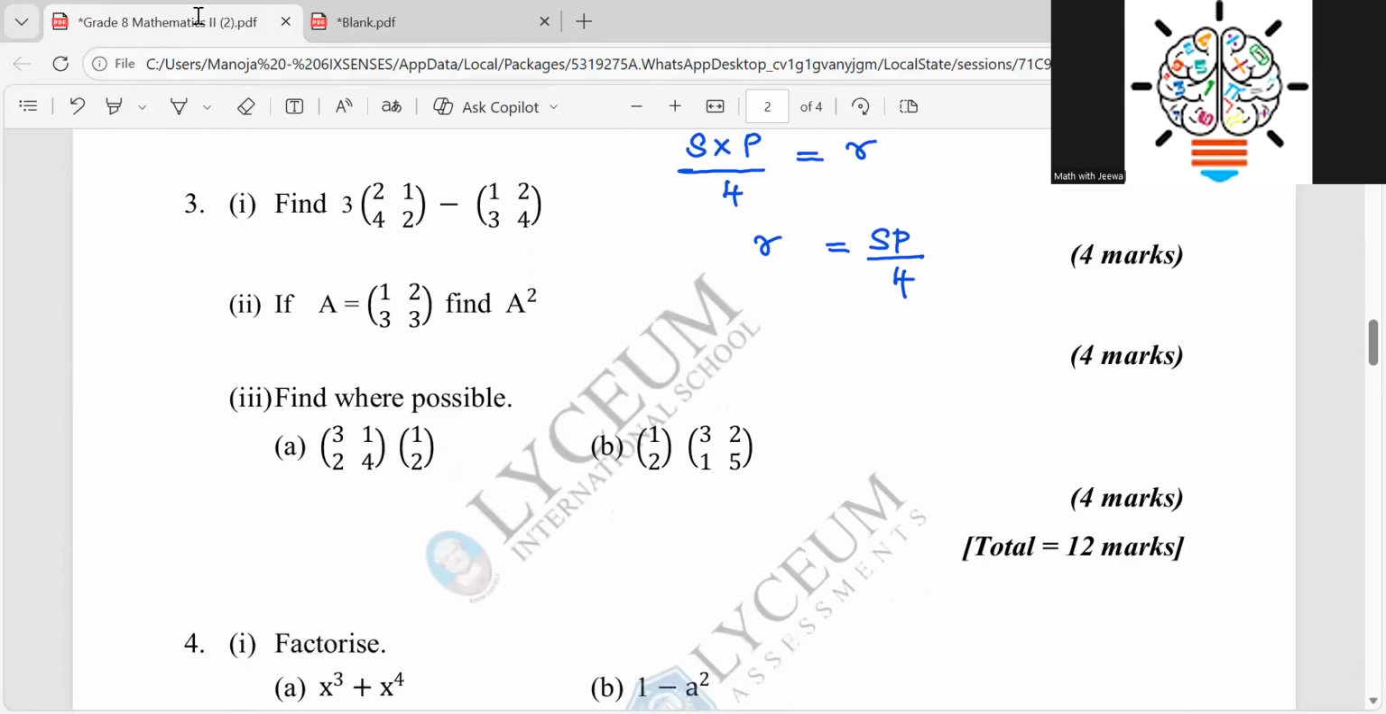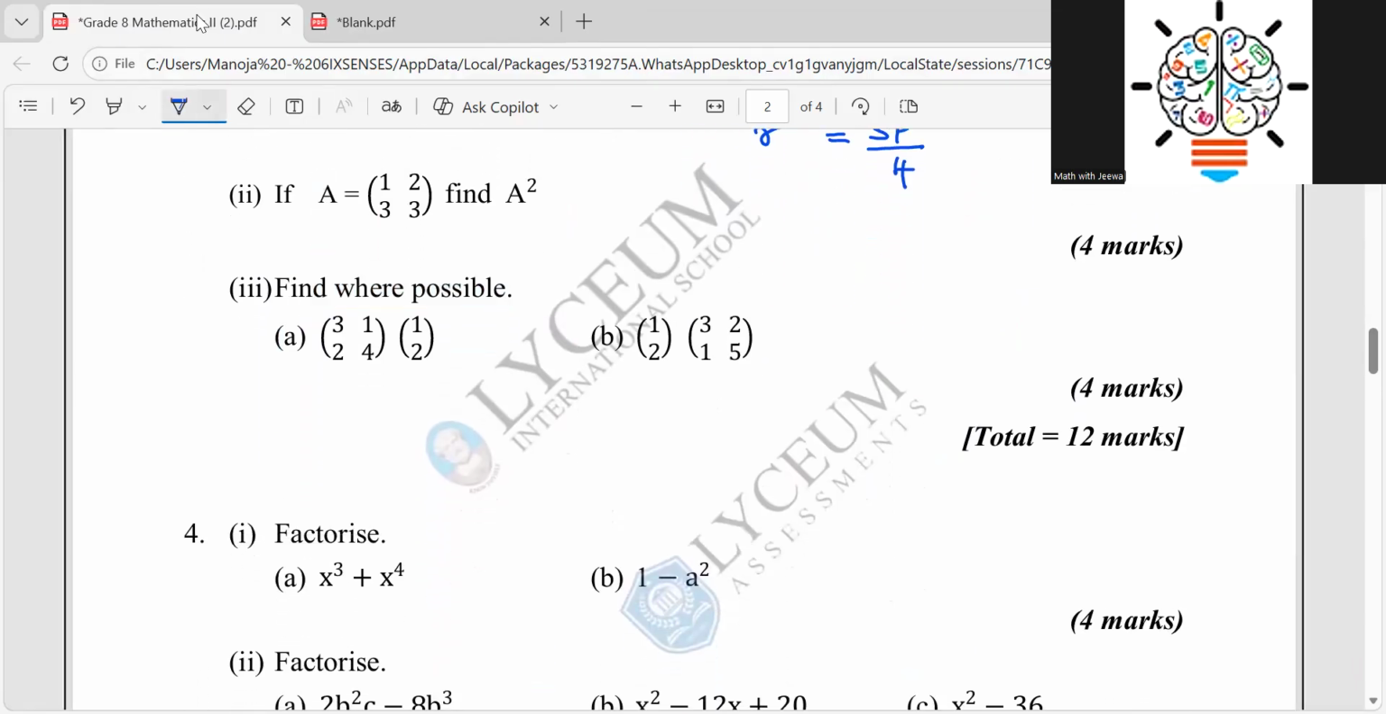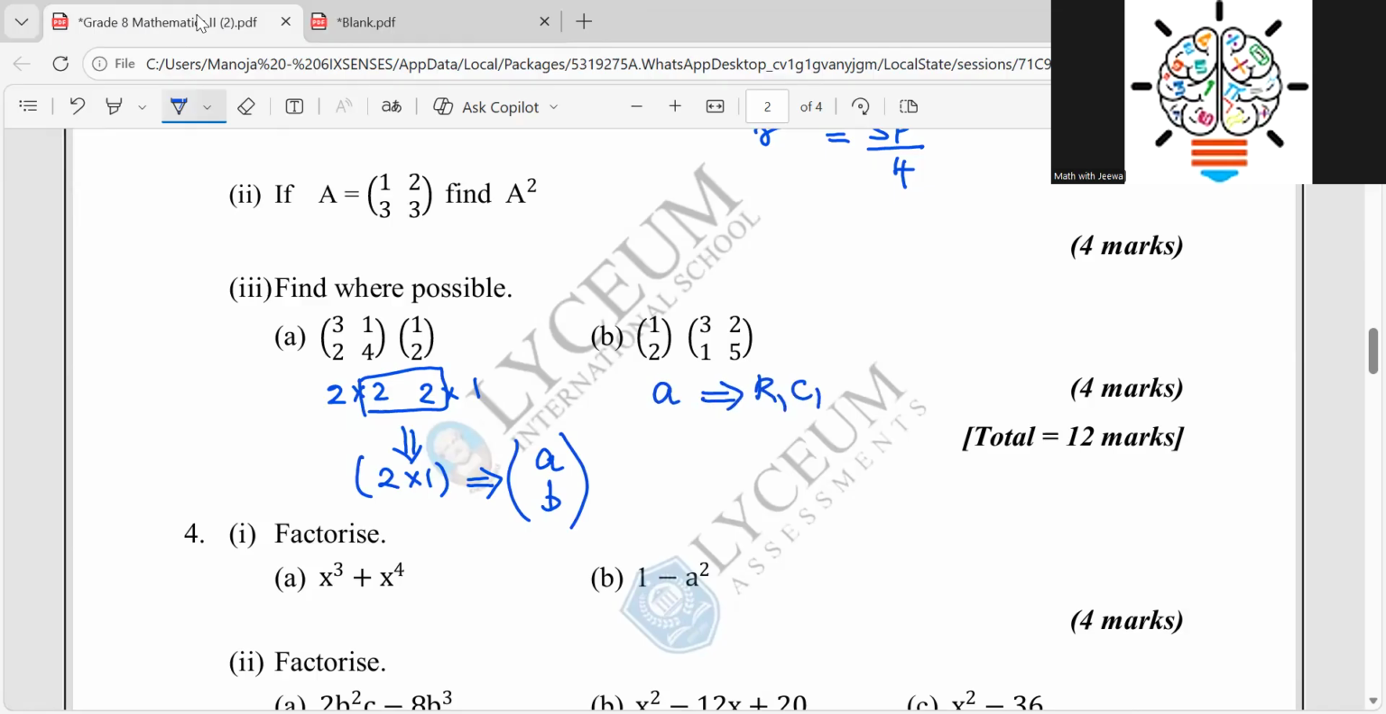Find where possible. Now, children, you just imagine that when you have matrices like this, it says you want to multiply these, no? What you're supposed to do: first you write that it is 2 times 2. That is the size. This one is 2 times 1. And you check the middle numbers. So that means this is compatible. Then what will be the size of the resulting matrix? It is 2 times 1. How do you write the 2 times 1 structure? It is A and B. Okay. A is what, children? It is R1, C1.